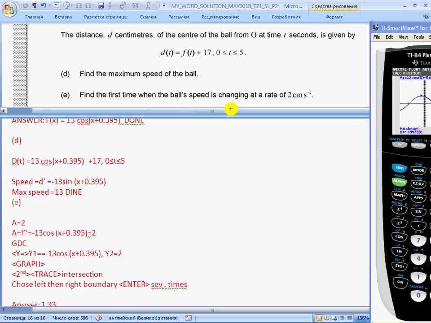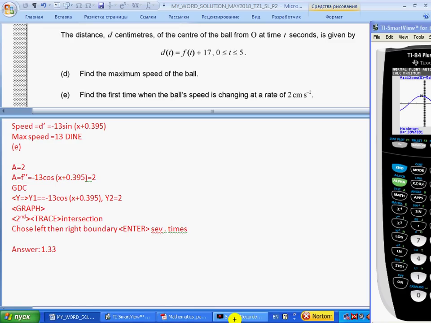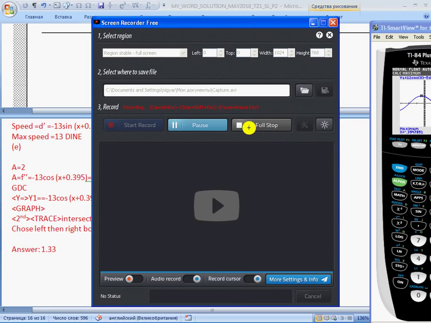Find the time when the ball's speed is changing at a rate of 2. The rate of change of speed is acceleration, it is the second derivative, so we write the second derivative, and using the graph we can find the intersection and find the solution. So the test is over. Thank you very much for your attention. See you next time.